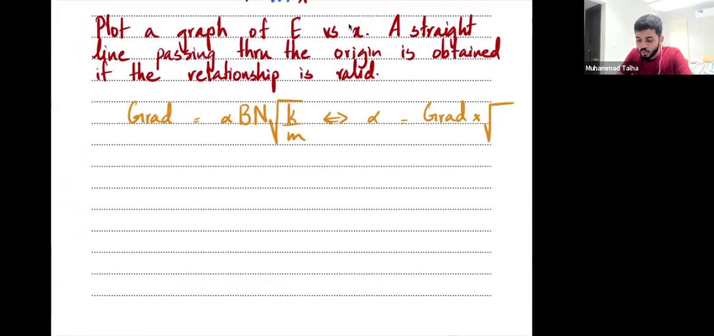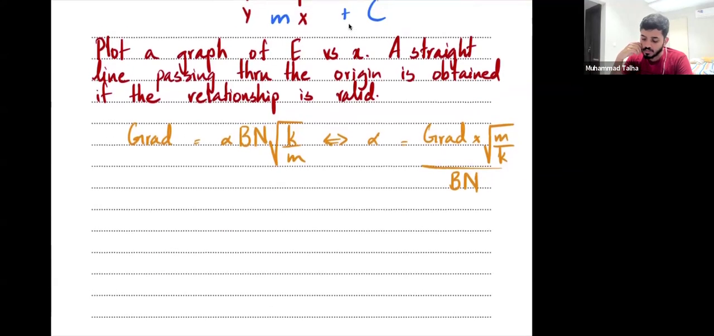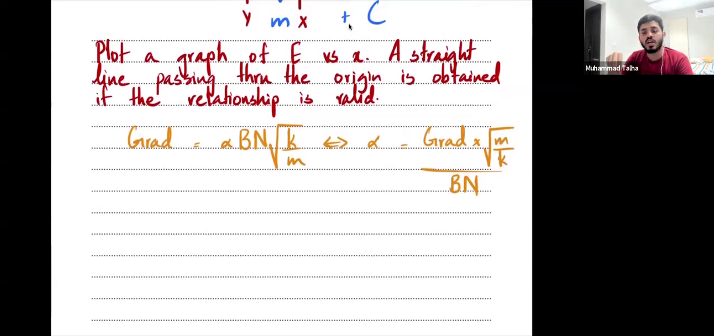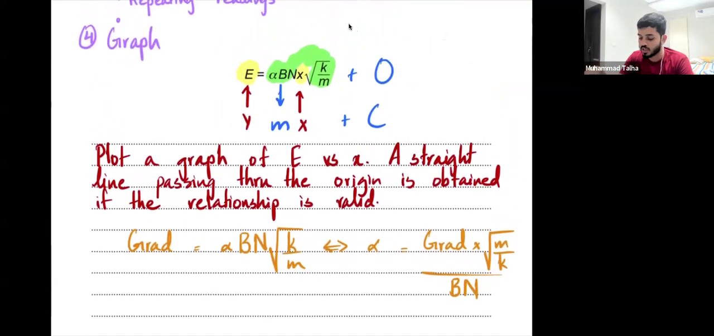Now it's up to you if you don't want to do it like this. It's not really a problem because this was division by root k over m. It just becomes multiplication by the reciprocal, and division by Bn. If you also wrote it as gradient over root k over m Bn, you would still get the mark. So that's it then. And then towards the end, you can again write about safety precautions and whatnot.